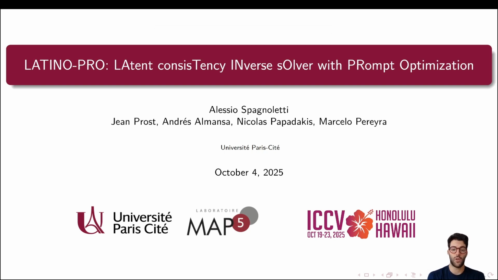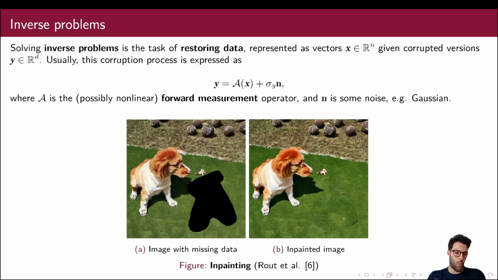Hi, I'm Alessio Spagnoletti, and I'm going to present my work at ICCV 2025. The title of my work is LATINO-PRO, Latent Consistency Inverse Solver with Prompt Optimization. So let's see what we are working on.